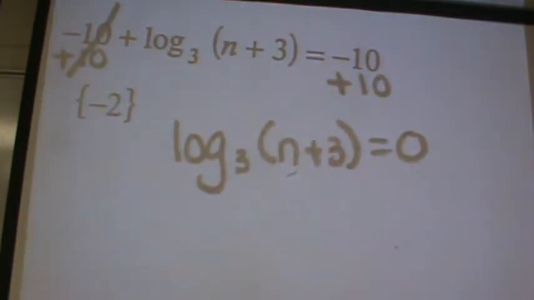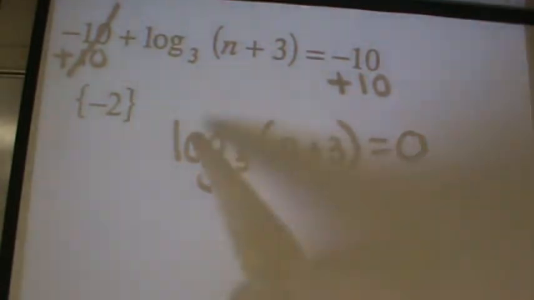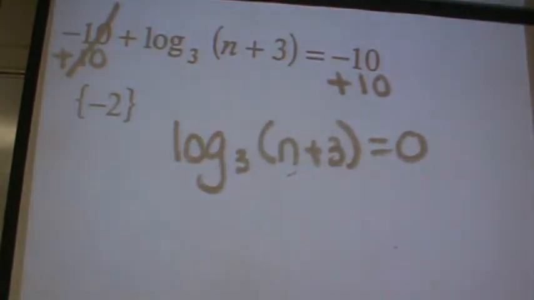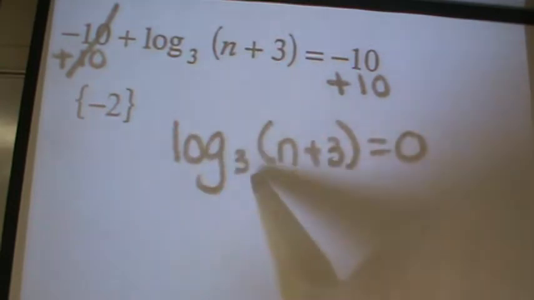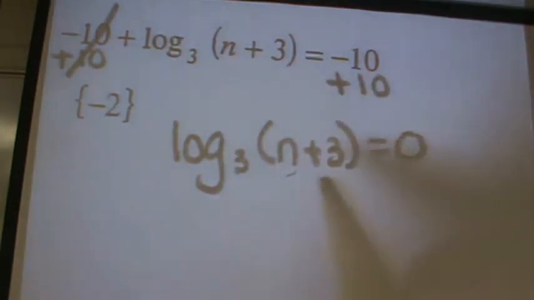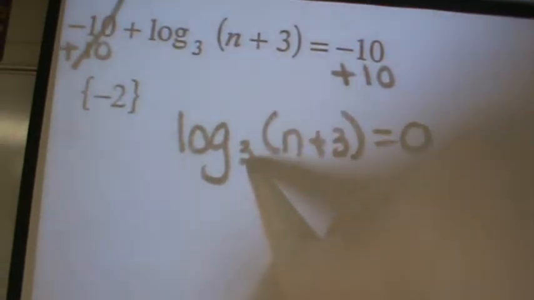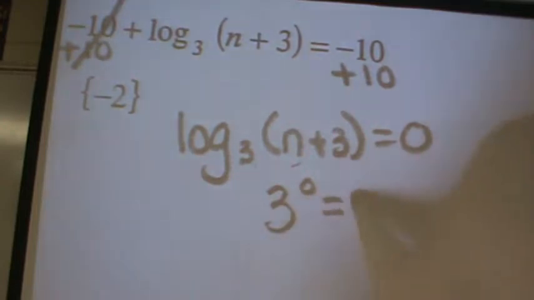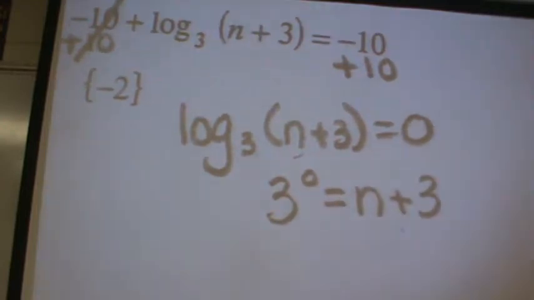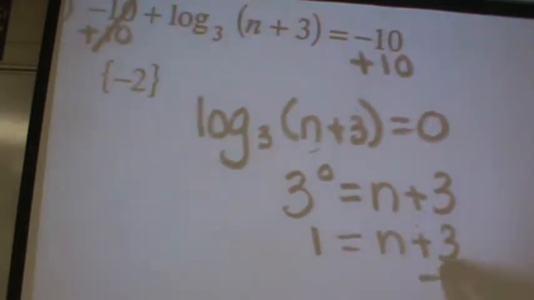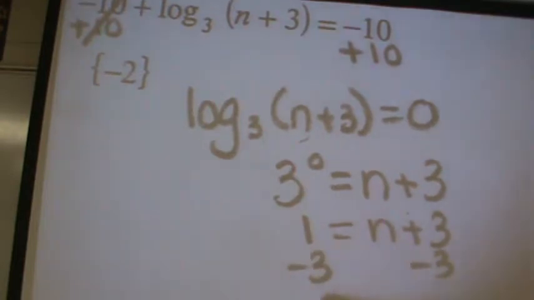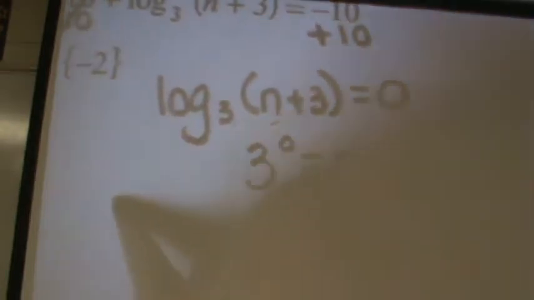So what am I going to do? Can I cross this out? No. Why can't I cross this out? Because there's not one on the other side. Don't start crossing things out. You're going to rewrite this. How do you rewrite this? 3 to the 0 power equals n plus 3. Then it's 1 equals n plus 3. Good. And subtract 3 on each side. Equals n. And what's n? Negative 2. And is that the answer? Yes.